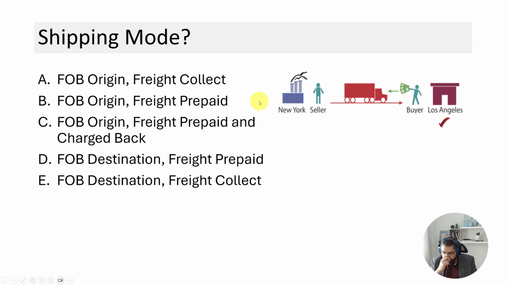Let's look at this picture. Here the tick mark has moved to the buyer. So the buyer owns the goods in transit. So it has to be FOB origin, options A, B, or C. It cannot be FOB destination, because in FOB destination, the seller owns the goods in transit. So I've narrowed it down to A, B, and C. And the buyer is paying the transportation company. There's no chargeback or deduction of that payment from the invoice. And so it's going to be collect, because in collect, the buyer pays for the transportation. So it's going to be option A, FOB origin, freight collect.